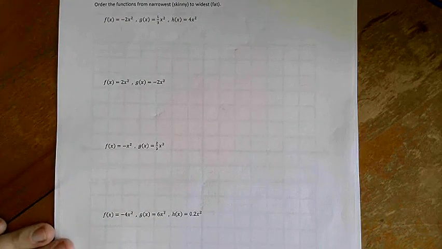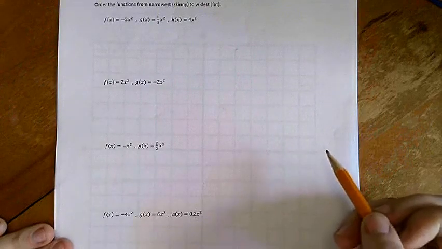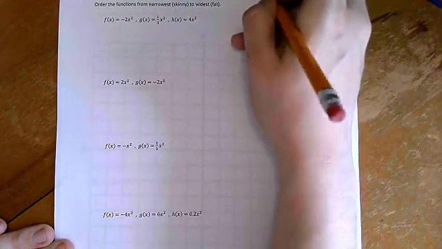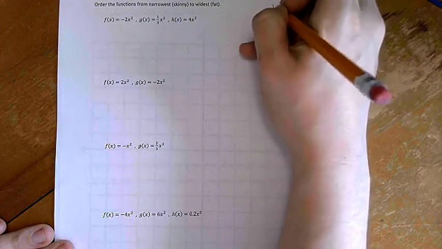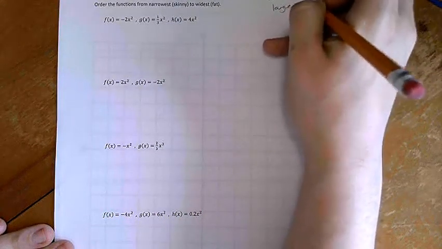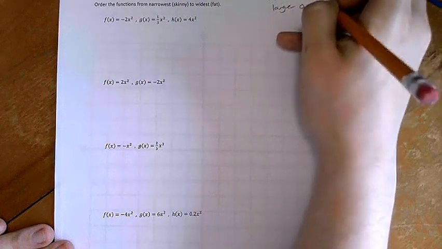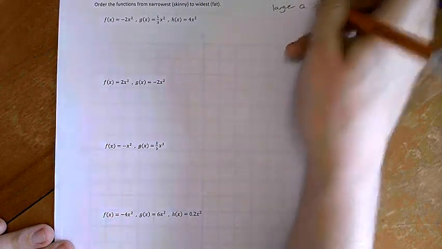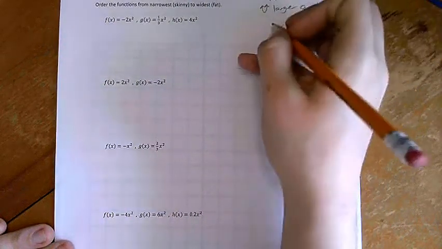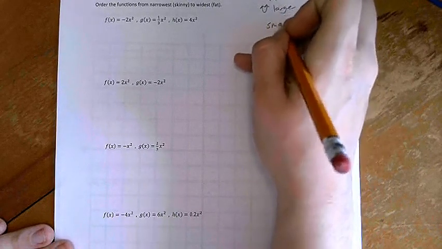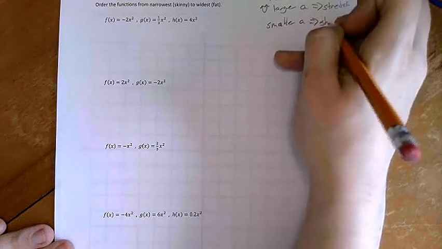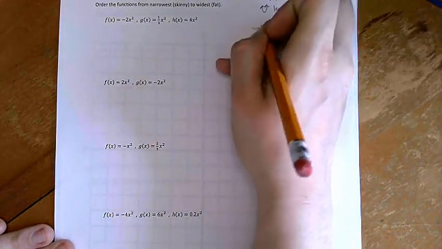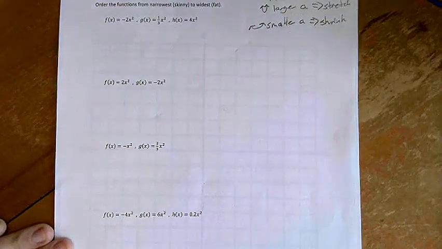So we're going to order the functions from narrowest to widest. Keep in mind that the absolute value of a, the larger a, that means it's a stretch. So it's going to look more like this. And the smaller the a value, then that's a shrink. So it's going to be wider, right? So keep that in mind.